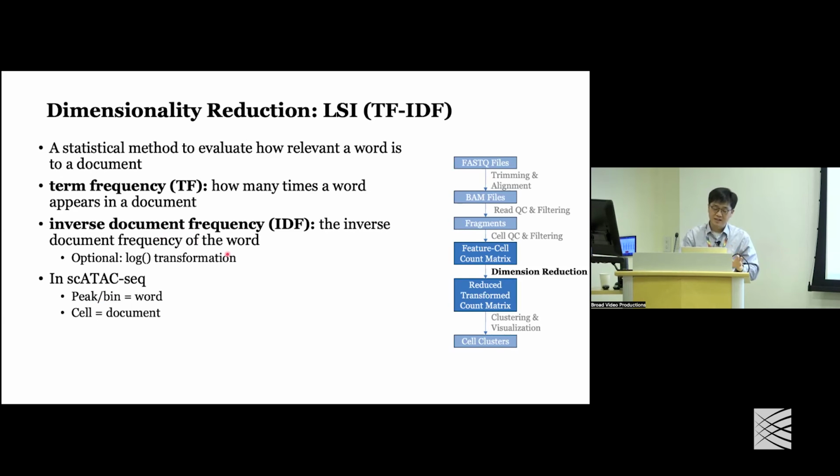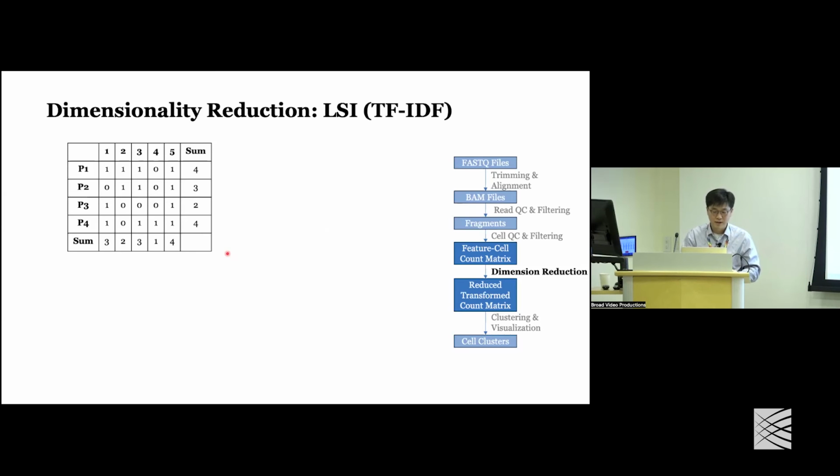But it's still hard to grasp the idea. So I made a very simple toy example. Here's a toy matrix of already binarized counts, with 4 peaks, okay? And then 5 cells. So using this toy example, I'm going to show you how to calculate TF-IDF.